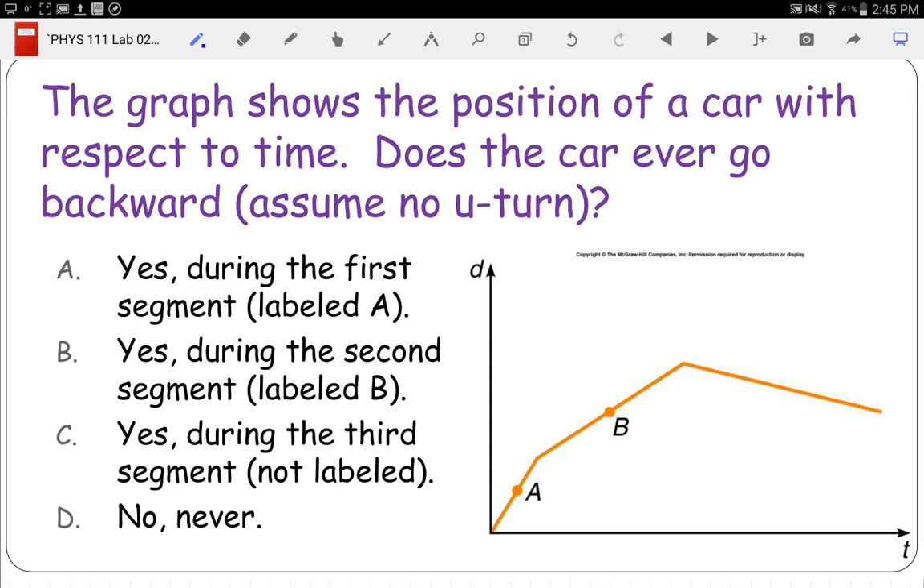Whoa, I got to change the app here. Okay, now you can answer the question. The graph shows the position of a car with respect to time. Does the car ever go backward?